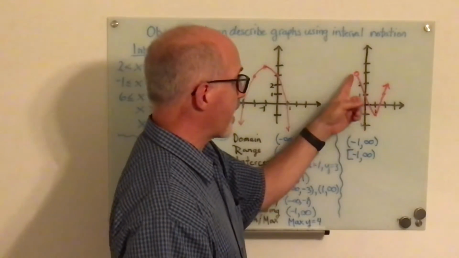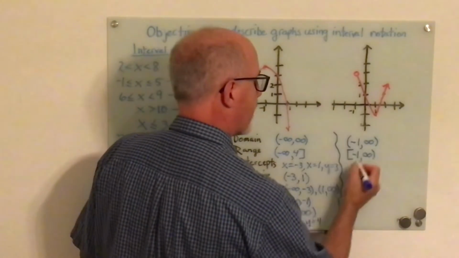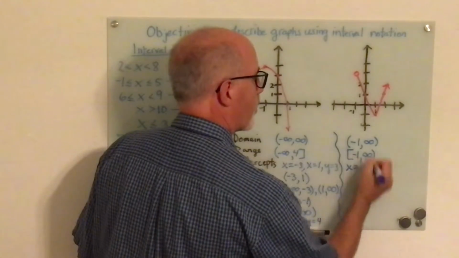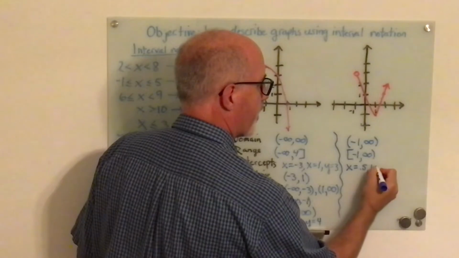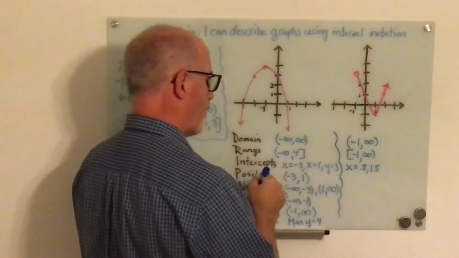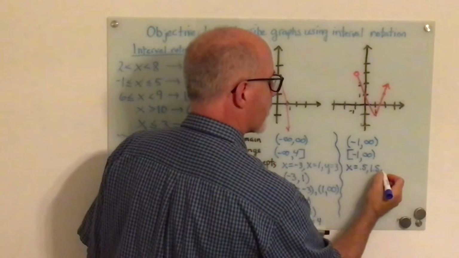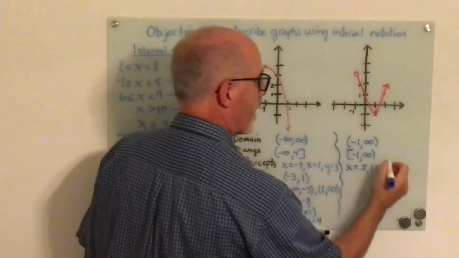The intercepts for the x, if you notice where this slopes down, where that would intercept the x-axis would be at 0.5, right there. And then right there it intersects the x-axis at 1.5. That's going to help me with my positive and negative. And then the y-intercept is going to be, in this case, right there at y equals 1.